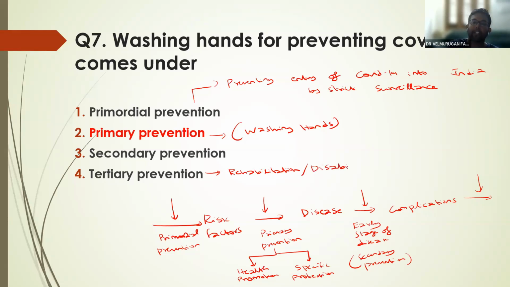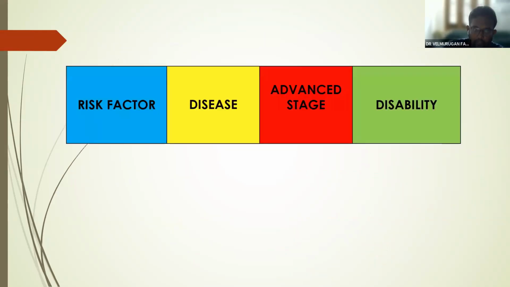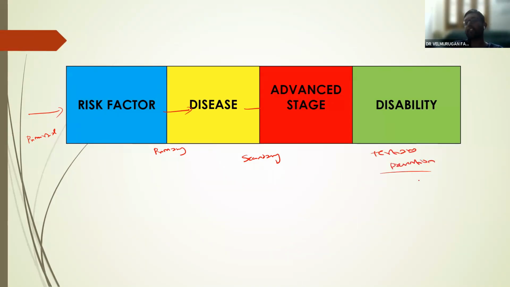Or in the case of a polio child, the child already has some leg paralysis. We can prevent further damage to the paralyzed leg by giving support to the child. That is called disability limitation. So if you prevent the risk factor, it is primordial prevention. If you act here, it is primary prevention. Here, secondary prevention. Then in the advanced stage, we do tertiary prevention, that is rehabilitation or disability limitation.